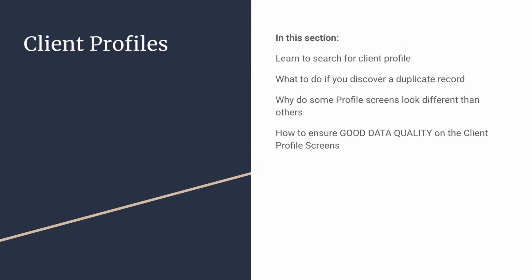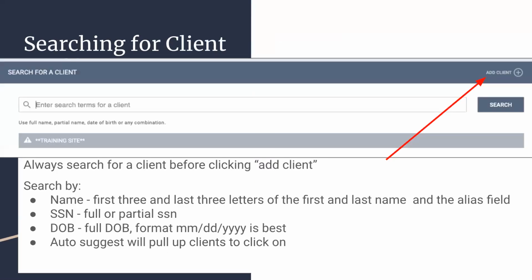So we're just going to go over client profiles quickly. We'll go over how to search for a client, what to do if you discover a duplicate record, why some profile screens look different than others, and how to ensure good data quality. Okay, so again, this is our home screen, the search screen. This is where you're going to go to find your clients.